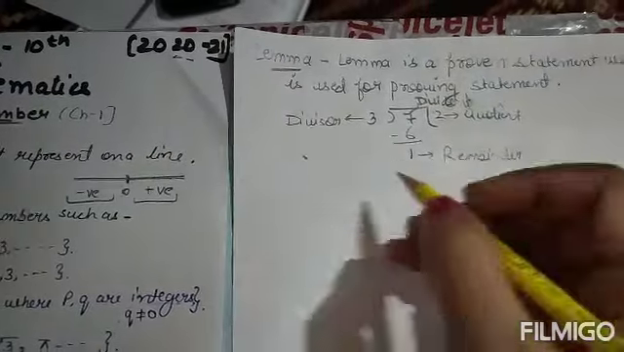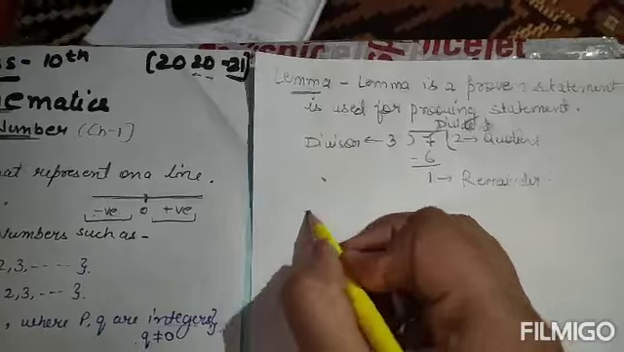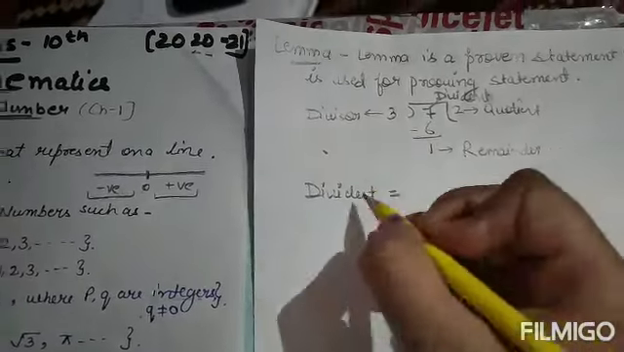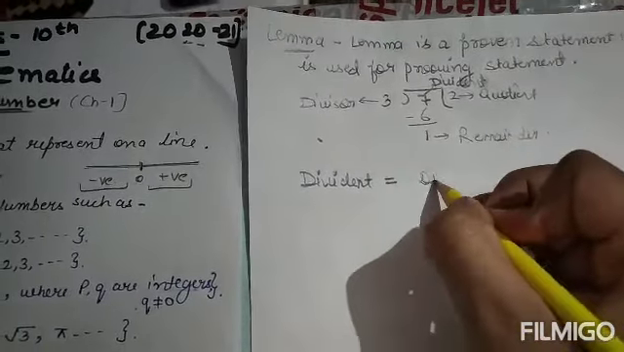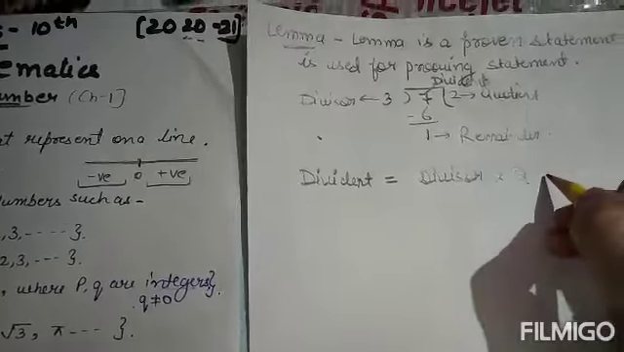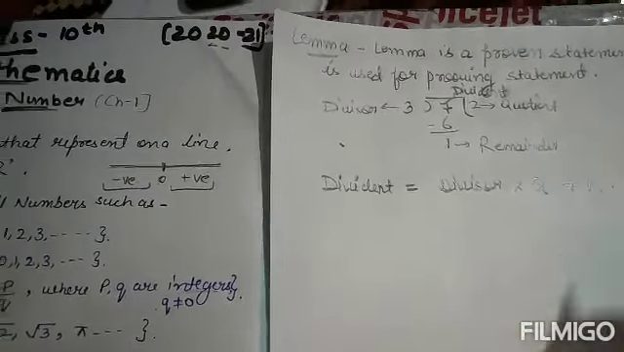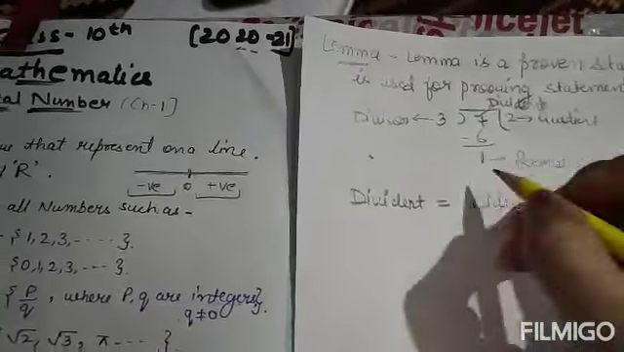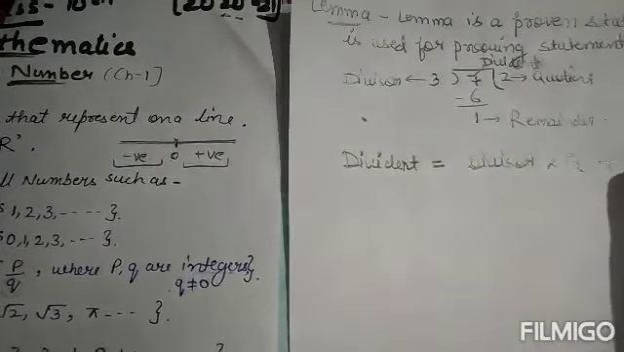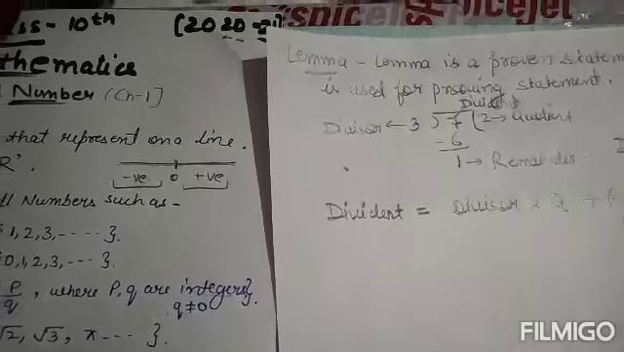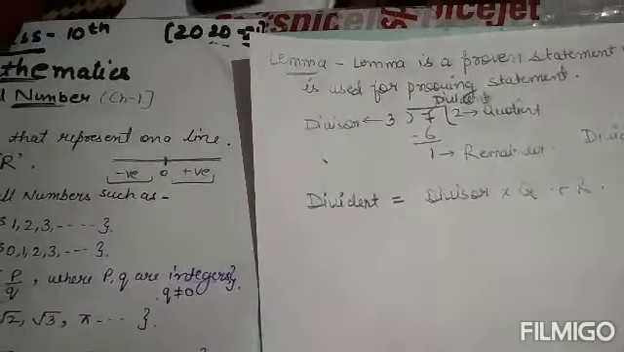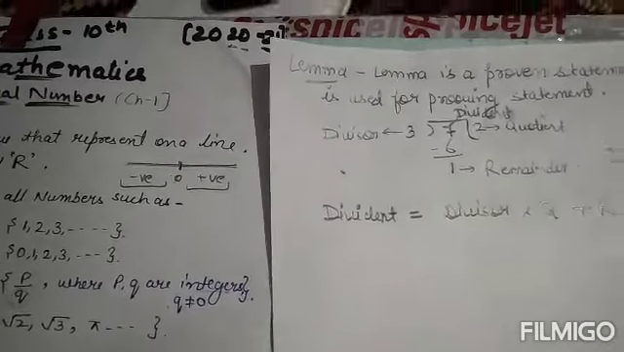You have already studied that dividend is equal to divisor multiplied by quotient plus remainder. Yes, where the dividend is always greater than the divisor. The number by which we divide, the divisor, is always smaller than the dividend, the number which we divide.